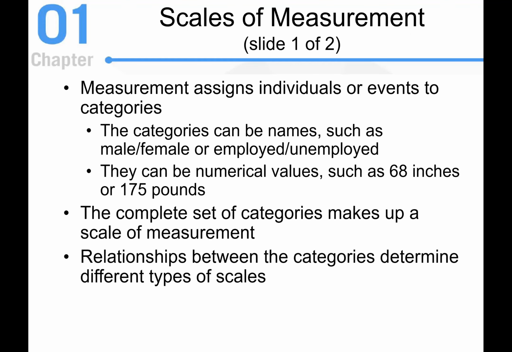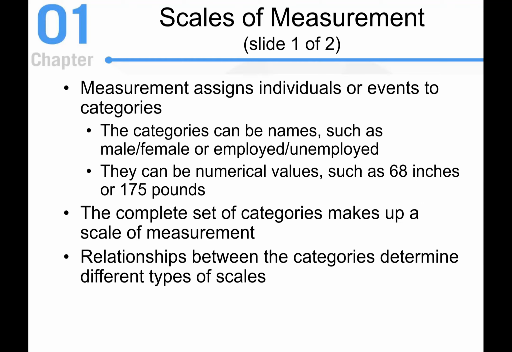All right. So that's going to bring us to scales of measurement. This is going to be important because when we're deciding what statistics to use based off the variables that we have and the questions that we're asking, we're going to need to know what scale of measurement those variables are. All right. And so a scale of measurement assigns individuals or events to categories.